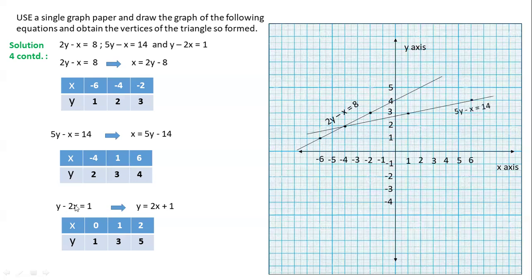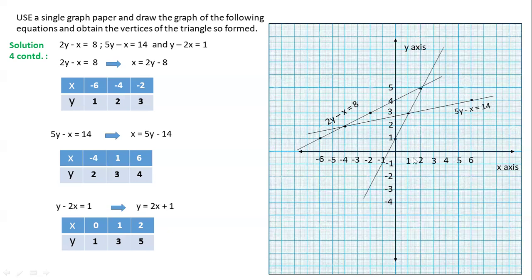Now let us take the third one. 0, 1. X is 0, y is 1. It should be here. X is 1, y is 3. It is here. X is 2, y is 5. It should be here. Let us join all these three.